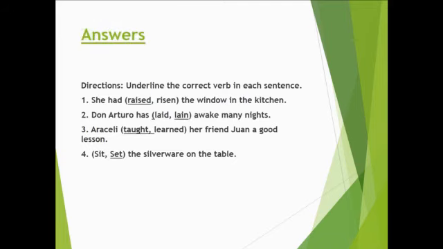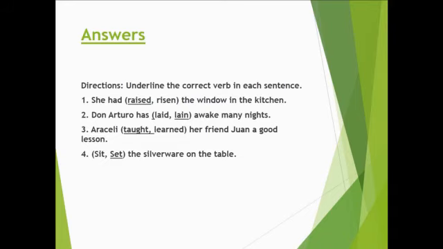Now these are the answers. Check by yourself if you did it correctly. The first one should be: she had raised, because she made the effort of making something go up. This is the past participle, because she made the window rise up. So she had raised the window in the kitchen.